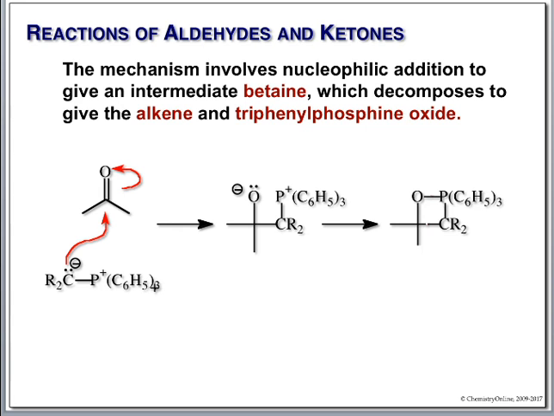Once you make this four-membered ring, it's going to break down. Oxygen is going to go with the phosphorus. This half is now your alkene. So you form this four-membered ring intermediate, break it down this way, oxygen goes with the phosphorus, and here we have our double bond formed. Beautiful example of chemistry.